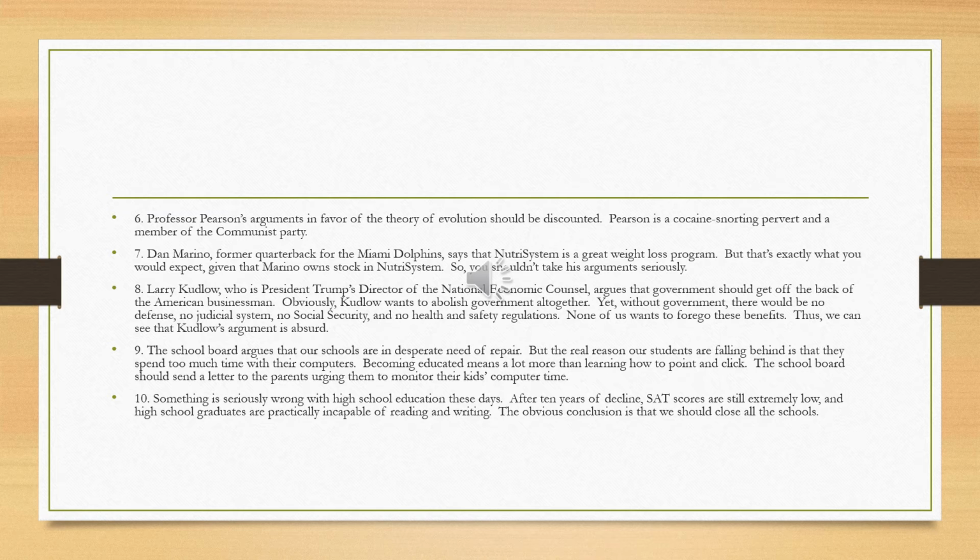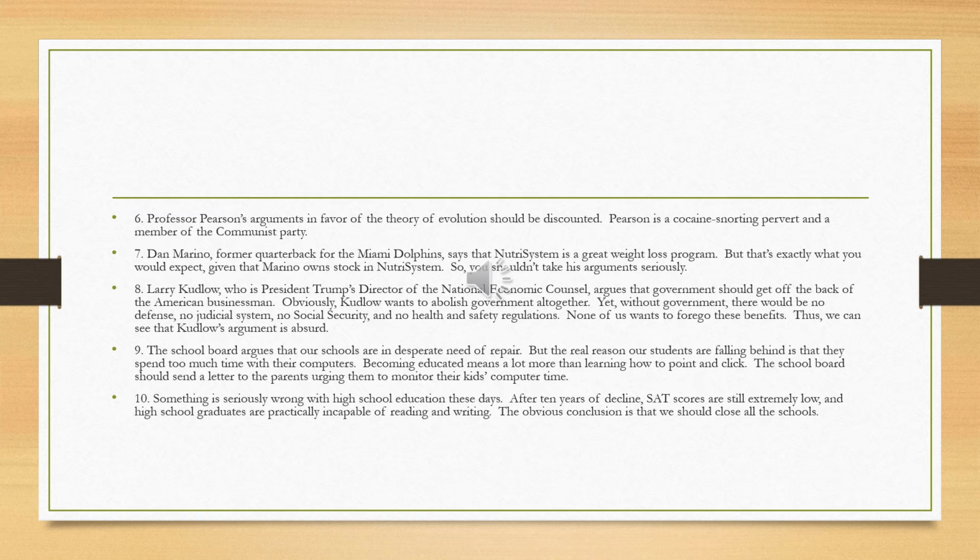In this group, we have a couple of examples of argument against the person, which takes various different forms. In number 6, we have the argument against the person abusive, where a conclusion is discounted based on the fact that the person making the argument has certain negative aspects. Basically, it insults the person making the argument. In this case, Professor Pearson's arguments against evolution are rejected because he is claimed to be a cocaine-snorting pervert and a member of the Communist Party.